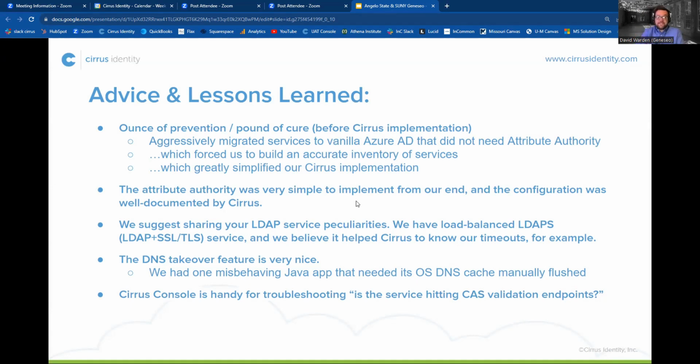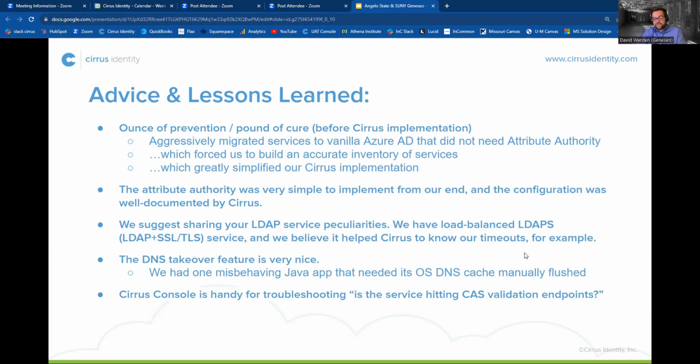I don't think it was absolutely necessary, but we feel like it was a good idea for us to share our TCP parameters for that service, just so that they had a clear view of what they were working with and what timeouts were and stuff like that. They handled everything. It's not like we had to change anything on there, but just a reminder, it's a good thing to share if you have that kind of service.